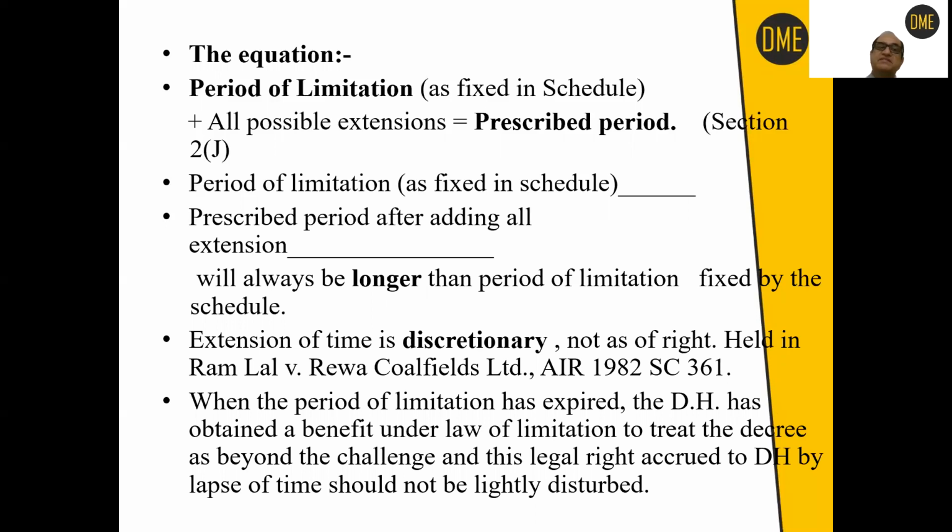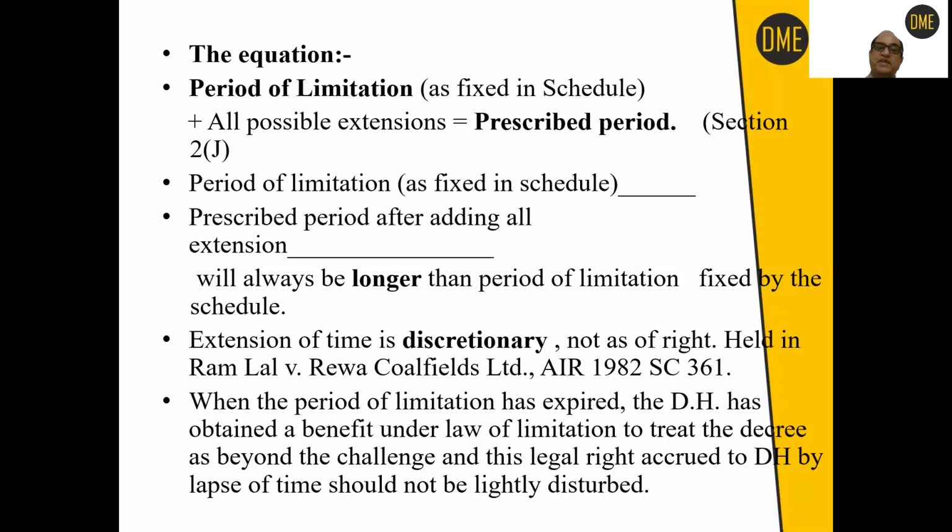This meaning is given in section 2 clause J also, that there is a distinction between period of limitation and prescribed period. So if I may conclude this equation, period of limitation is the period as fixed in the schedule. It is a smaller period, there is a line before you. Whereas the prescribed period, after adding all the extensions, is longer. The line is longer.